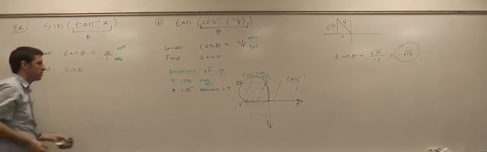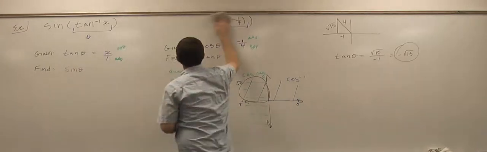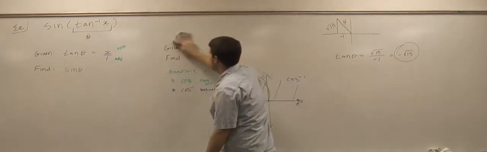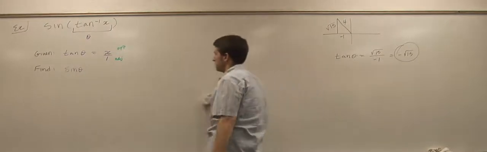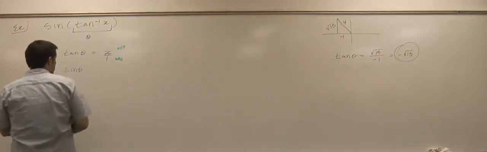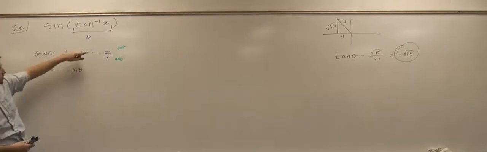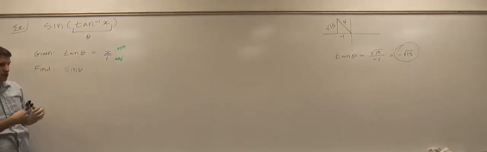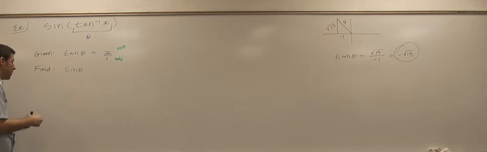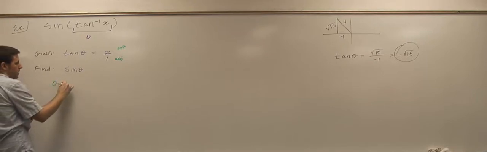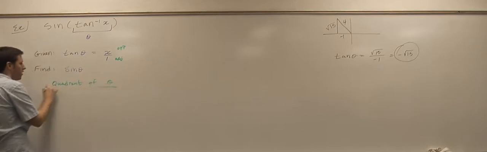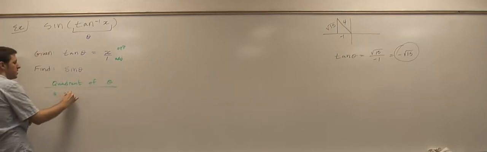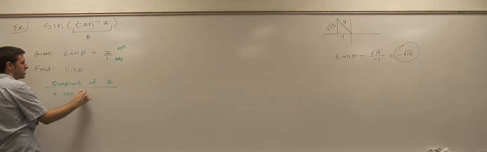So I draw a triangle. But I have to make sure I have the correct quadrant of the triangle. What's the quadrant come down to here? Now you've got to be a little careful here because first you need the sign of tangent. When you're looking for the quadrant of theta, you say, okay, well, tangent is either positive or negative. How do I know tangent is positive here?